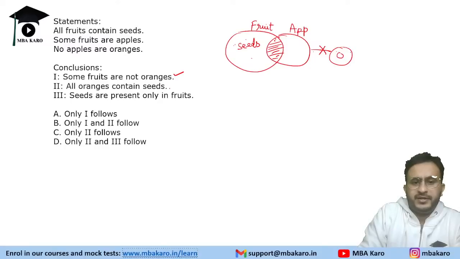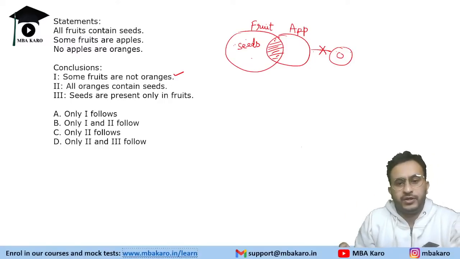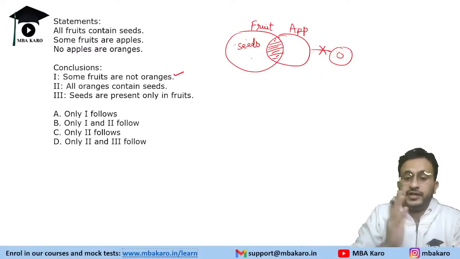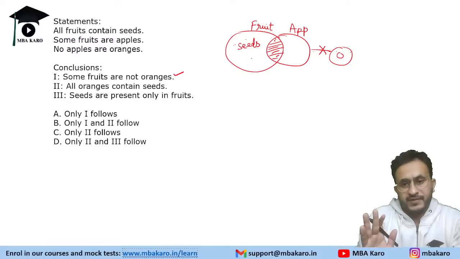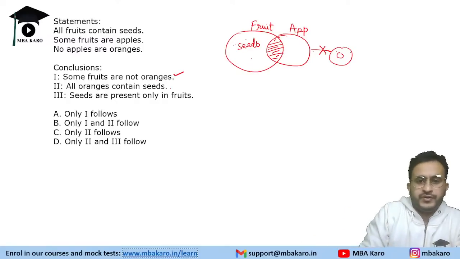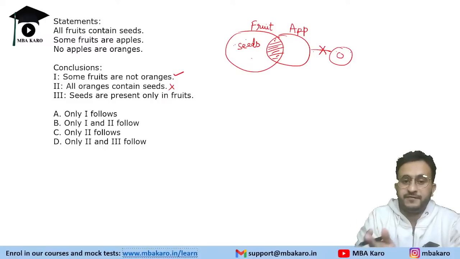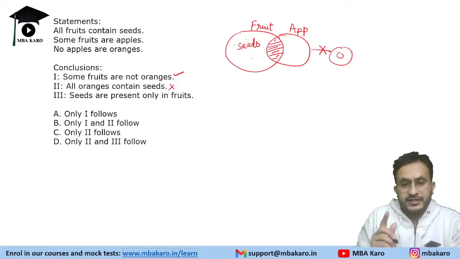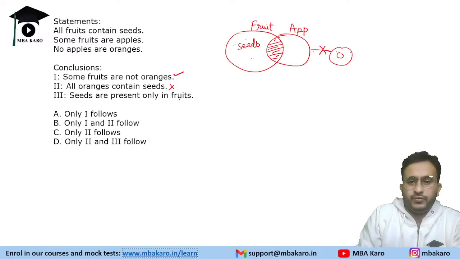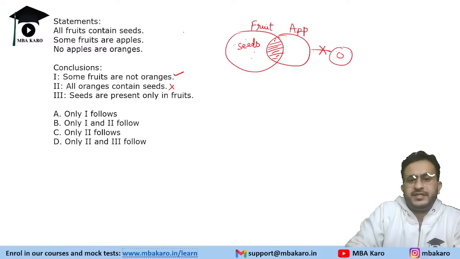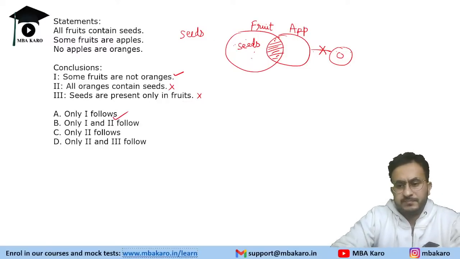Now some of you might be tempted to think, but in syllogism you do not have to apply outside knowledge. We are not given that oranges are fruits, so we cannot say that all oranges contain seeds. If it was given that all oranges are fruits, then definitely they would have contained seeds. As we discussed previously, seeds are not necessarily present only in fruits, they can be outside also. There are some other entities also which can have seeds. So only one follows in this case.